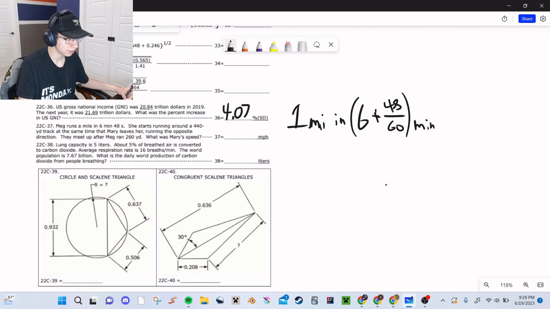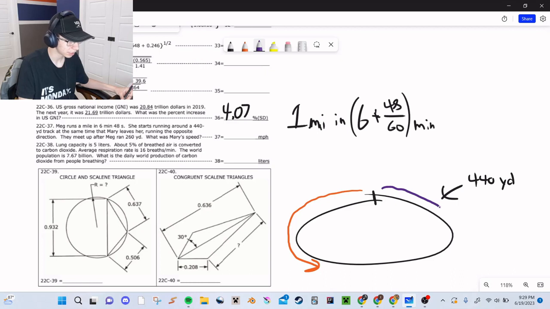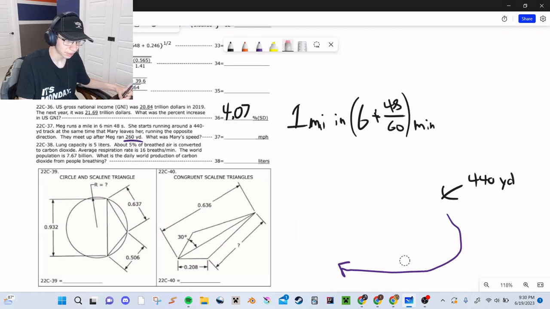She starts running around this track, this 440 yard track, and at the same time Mary leaves her running the opposite direction. So we have Meg running this direction, and we have Mary running the opposite direction. And they meet up after Meg runs that many yards. So I can draw this a little better.